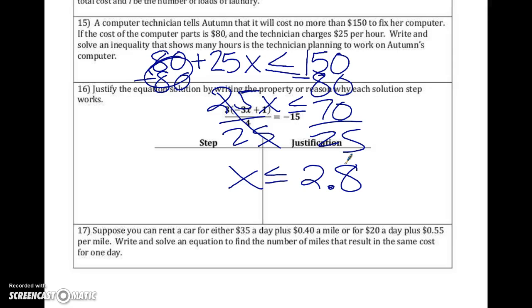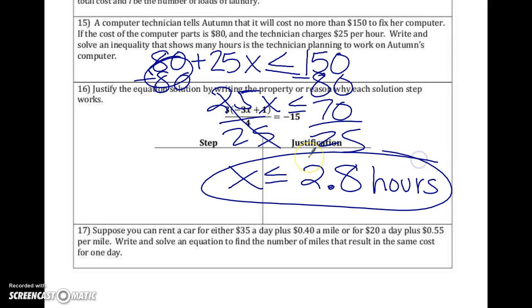And here it's talking about the number of hours. So in this case, the technician has to work less than or equal to 2.8 hours. If they stay longer, then they lied to you and told you it was less money than they said. So they can't stay longer than that.